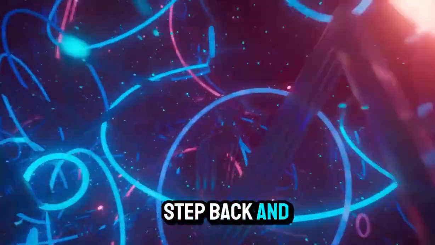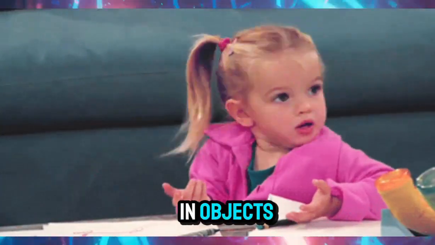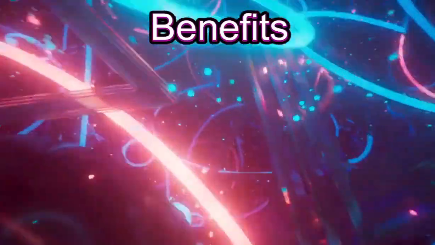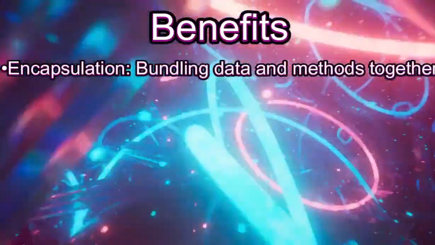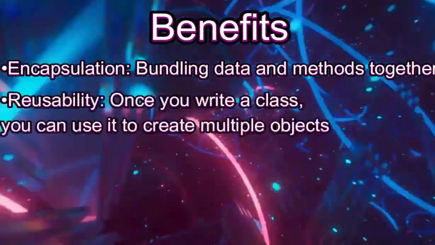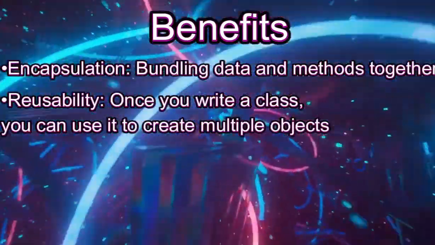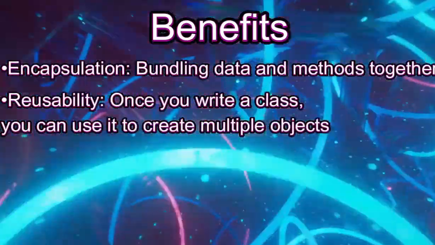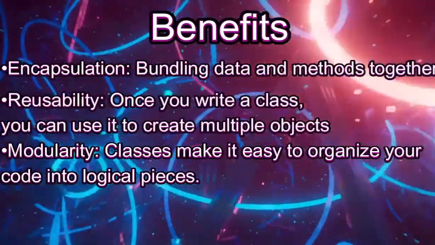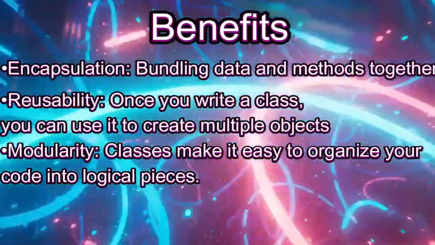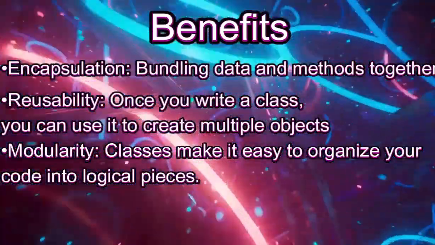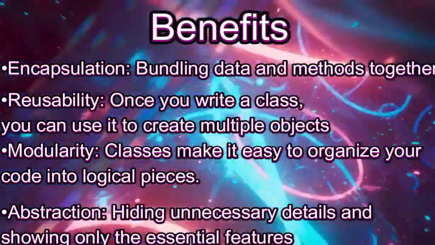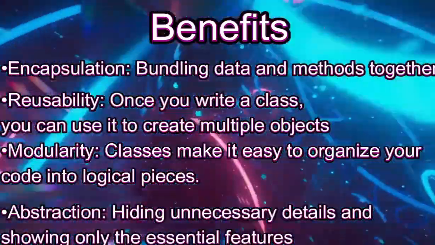Let's take a step back and ask, why use classes and objects? Here are some benefits. Encapsulation: bundling data and methods together. Reusability: once you write a class, you can use it to create multiple objects. Modularity: classes make it easy to organize your code into logical pieces. Abstraction: hiding unnecessary details and showing only the essential features.